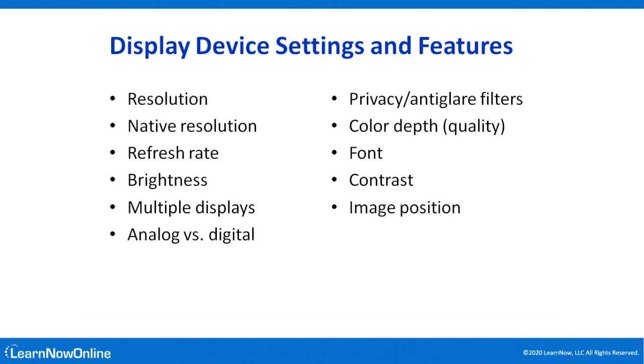The image position is the location or size of the display in relation to the physical device. So you might have a picture where the image is not centered on the display screen, or the image does not fill the screen, leaving a black band around the outside, so you might have to adjust the horizontal or vertical position of the image to get it to look right on the monitor.